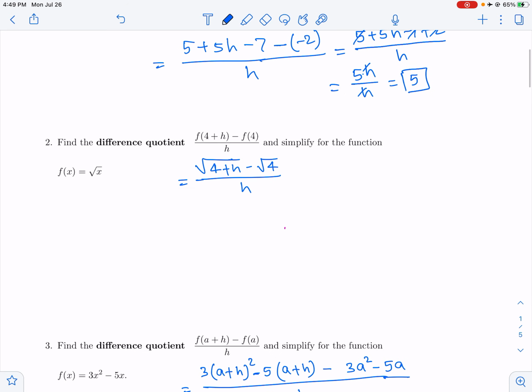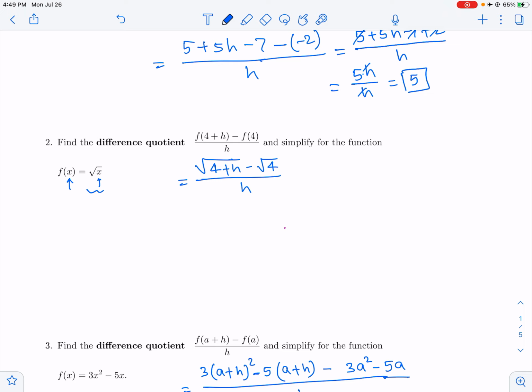In number 2, we need to find this difference quotient for this function. So f of input is equal to the square root of the input, that's the output. So here f(4 + h), so x is 4 + h, so the square root of 4 + h, minus f(4) means square root of 4, all over h.